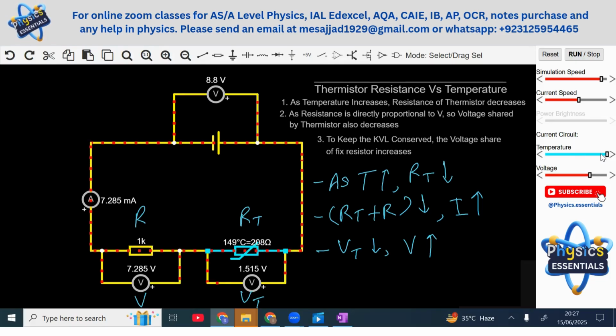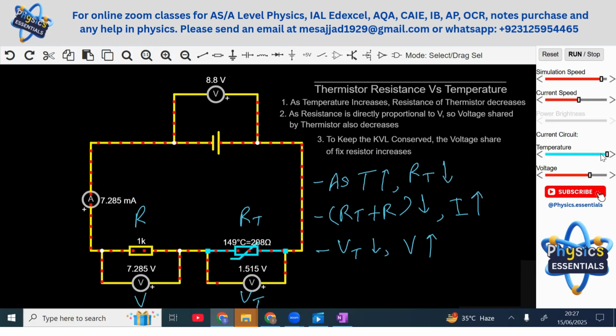can see. And in order to keep Kirchhoff's voltage law conserved, because we know that the supplied voltage is always shared by the resistors, if the thermistor is consuming a little voltage, the other should be consuming more voltage, right? So we can easily see that this is actually happening.